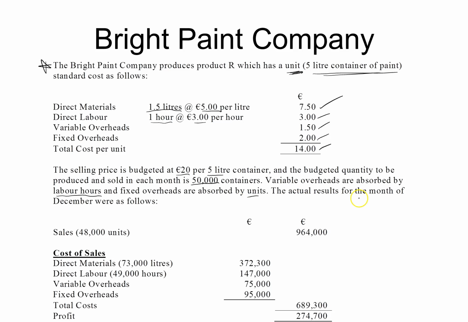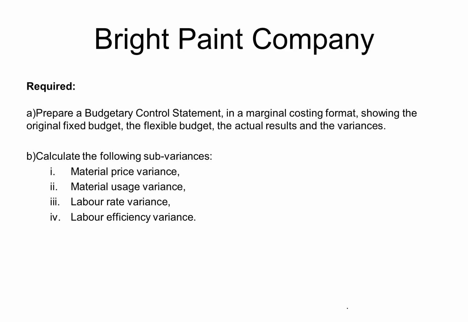The actual results for the month of December were as follows. So here we have the actual information. So they actually sold 48,000 units and had revenue of 964,000. The costs are given to us there, and they actually made a profit of 274,700. Now let's just go down and see what we're asked to do.